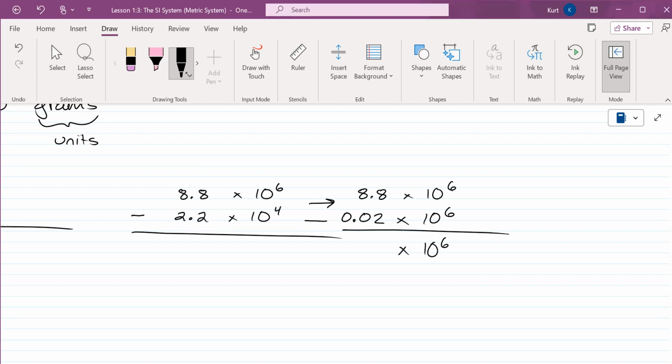So 8.8 minus 0.022. And you are welcome to have your calculators out. You cannot use your phone on the test, so make sure you have a calculator with you every day. This is 8.778.